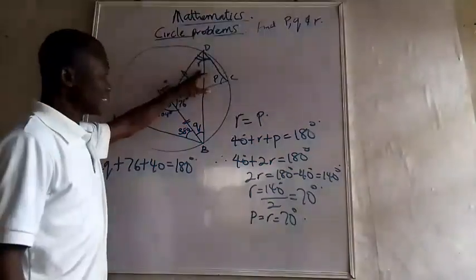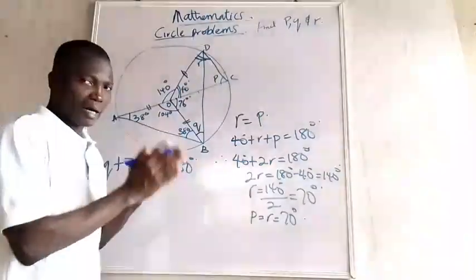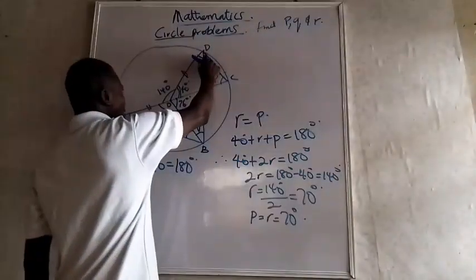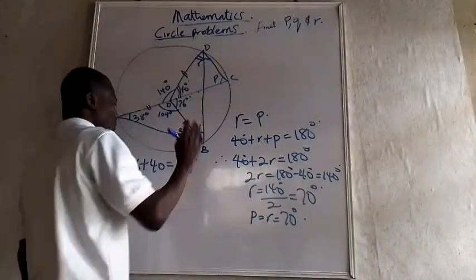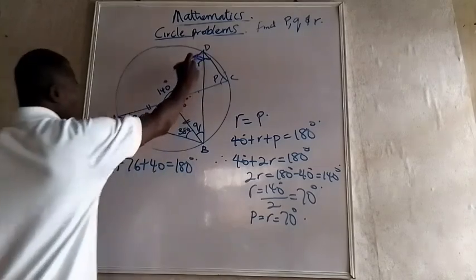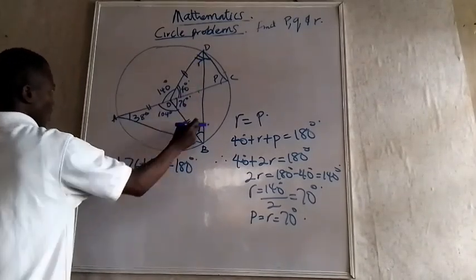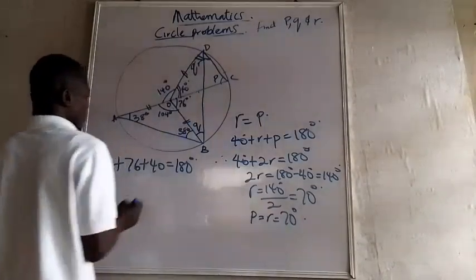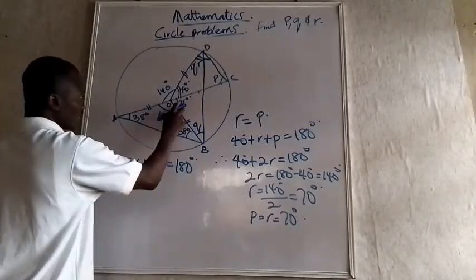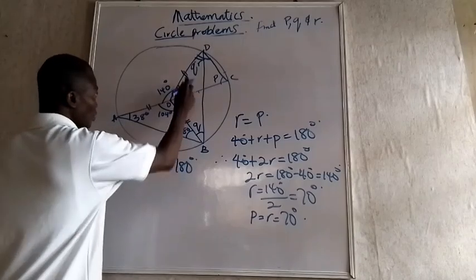Please, this angle here is not equal to r. It is just a portion of r. Take note. R covers from this place to this place. So this place is not equal to r. So please take note of that. But this portion that is here and this one are equal. That's why I call this one 2q. So 2q plus this 76 plus 40 degrees is equal to 180.